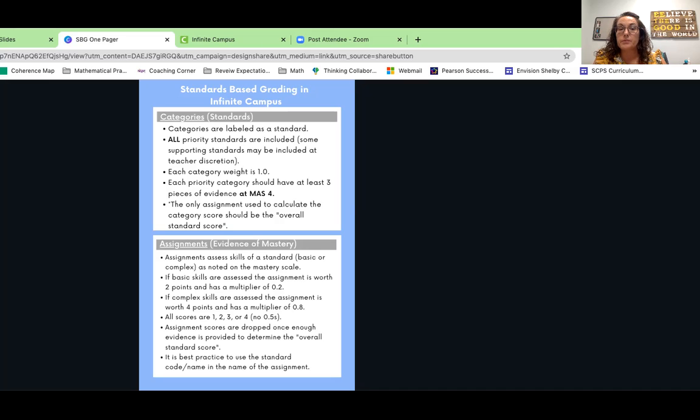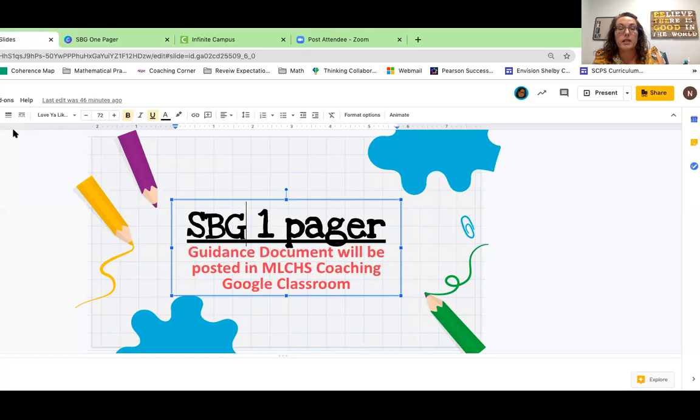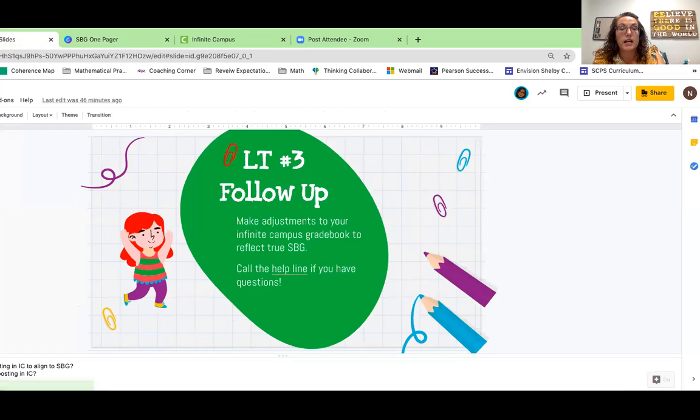Assignment scores will be dropped once enough evidence is provided to determine the overall standard score. So until there's enough evidence, it will be that calculated weighted average. But once there's enough evidence to determine that overall standard score, that will be dropped so that the overall standard score is the true measure of the student's mastery. It's best practice to use the standard code or the name in the name of the assignment. It just provides more clarity to students and parents and to you as well. So that'll be on the Google Classroom so that you can access that.